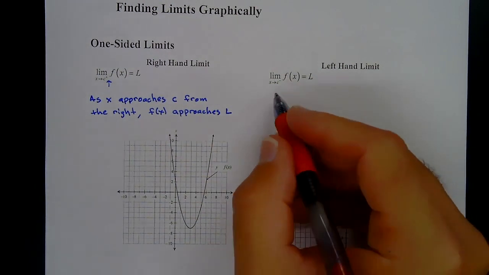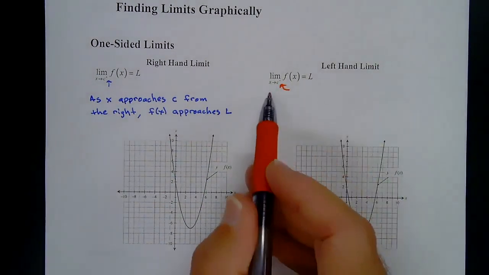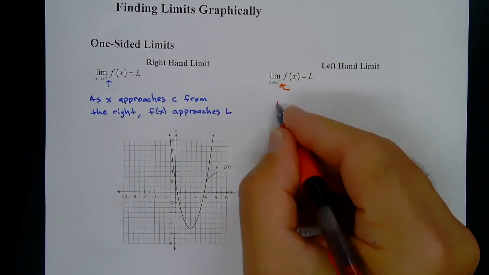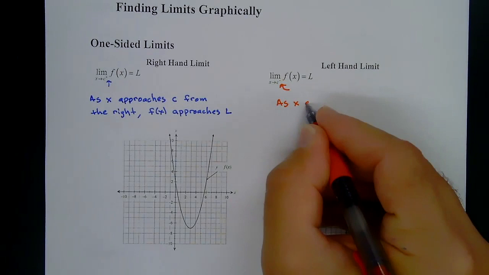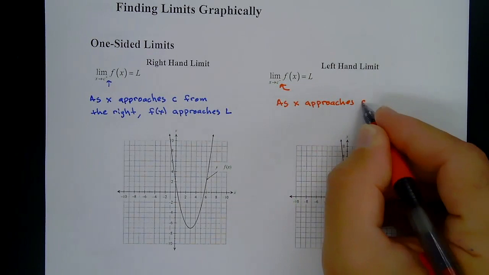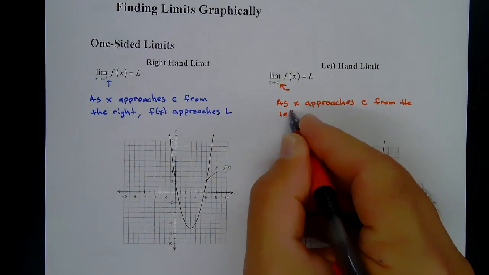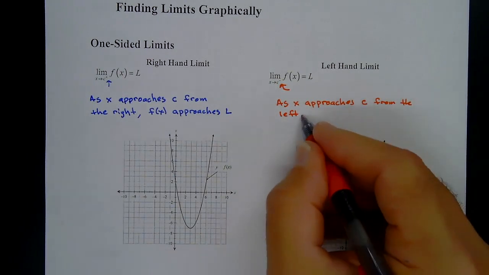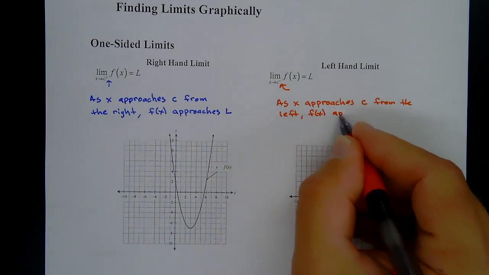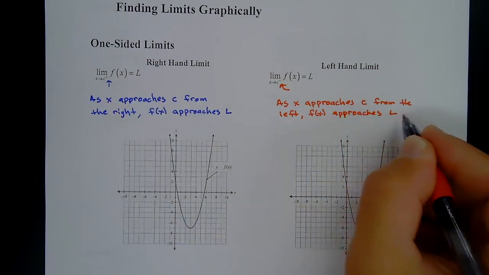Now, over here on this one, this is called a left-hand limit from last year, okay? And that's where x is approaching c and we have a little negative, so that means to the left of c, okay? So as x approaches c from the left, so we start on the left side of it, okay? And then what this statement is saying, f of x approaches some number L, okay?